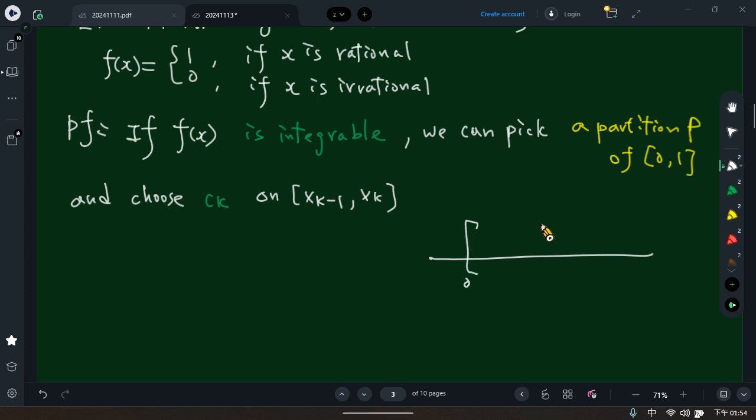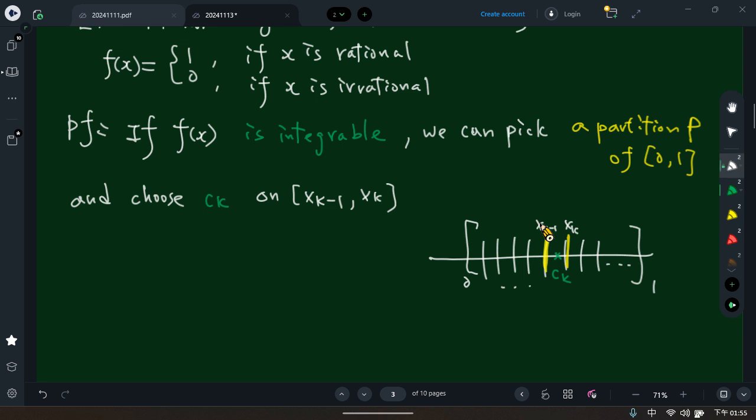This is 0, this is 1, right? So I just partition it. The subinterval here is sk minus 1 to sk for this case. Okay? And this is sk minus 1 to sk. Then ck will be here, randomly.